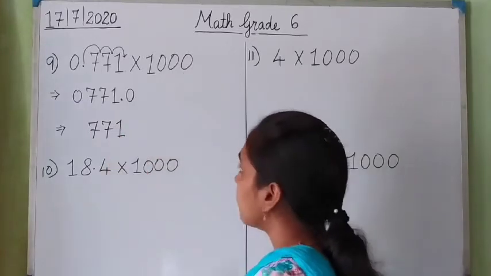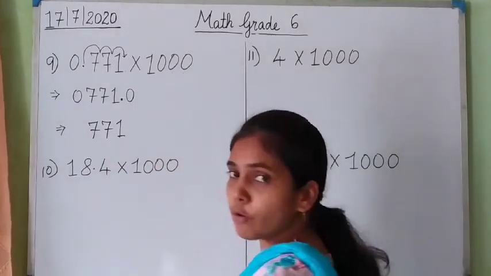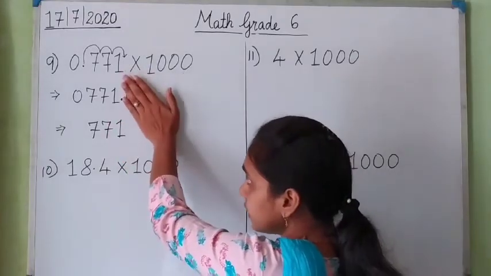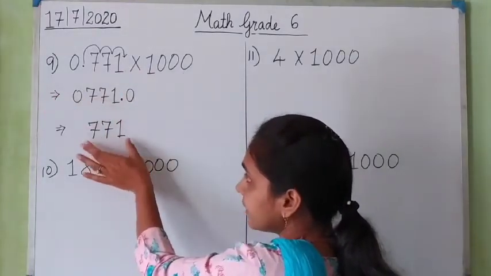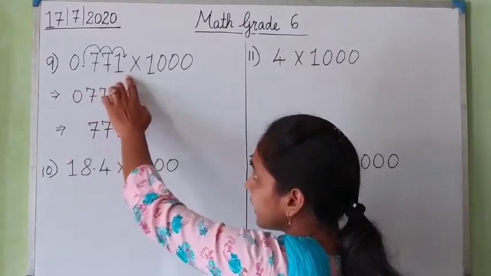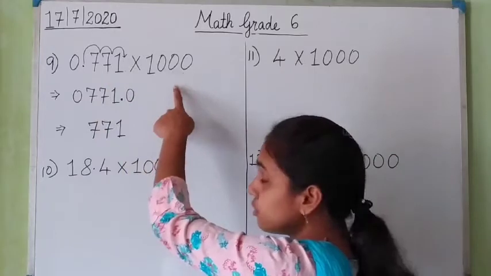Here there is a decimal point, and the 0 after the decimal point has no value. So we can omit this 0, we can cut it, and we can just take 771. So this is the multiplication of this given number by 1000.